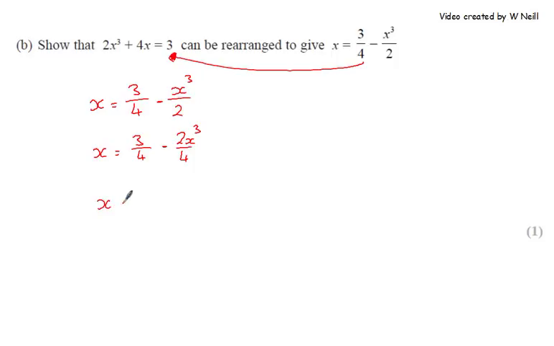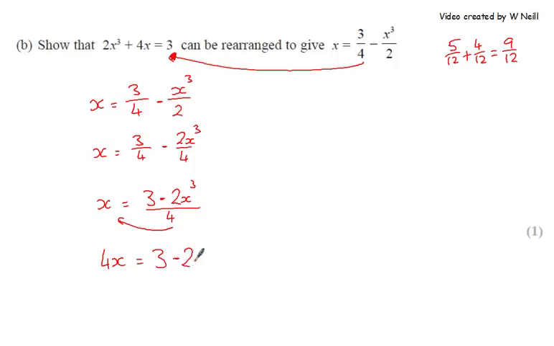Therefore, x is equal to 3 minus 2x cubed over 4. Well, that's what would happen if you were adding or subtracting a fraction. If you were to do 5 twelfths add 4 twelfths, it would just give you 9 twelfths. You'd do the top and leave the bottom. So this is exactly the same. I'm now going to take this divided by 4 and bring it up and over. That's going to become 4x is equal to 3 minus 2x cubed.